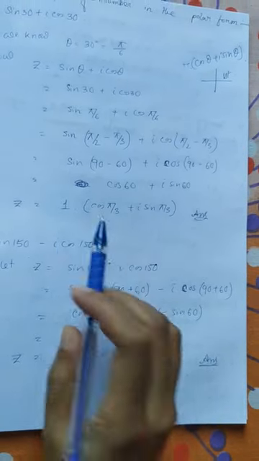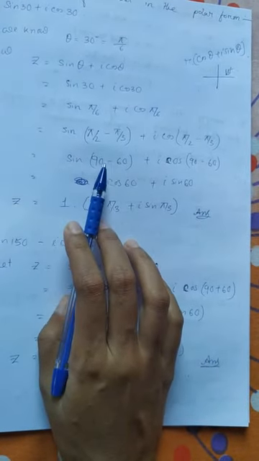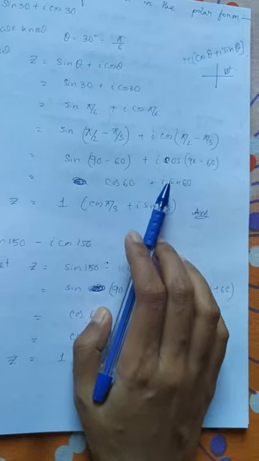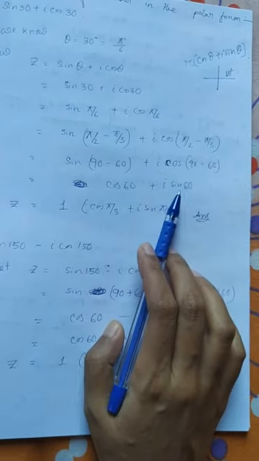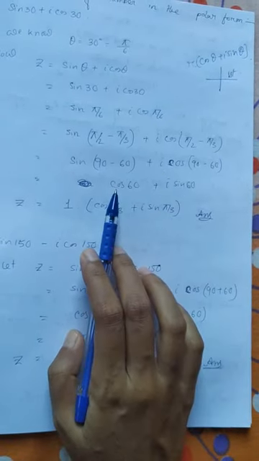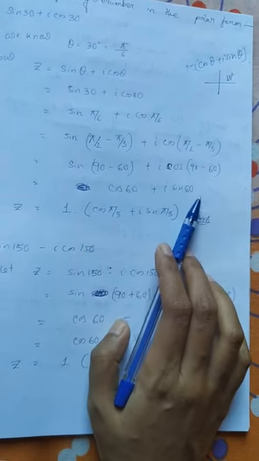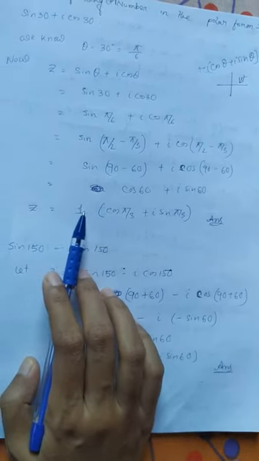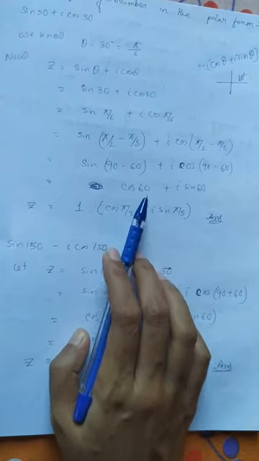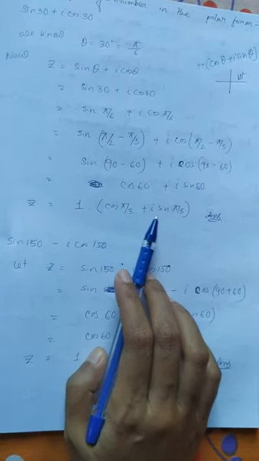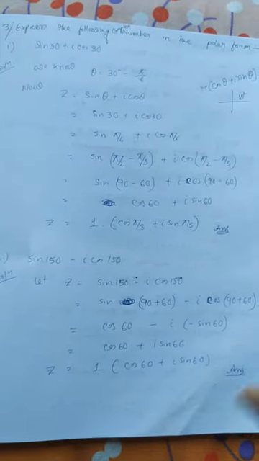So this sin 90 minus theta can be written as cos theta, plus i cos 90 minus theta can be written as sin theta. So it is ultimately cos 60 plus i sin 60, which can be written as 1 into cos pi by 3, 60 is nothing but pi by 3, plus i sin pi by 3. So this is the required polar form.